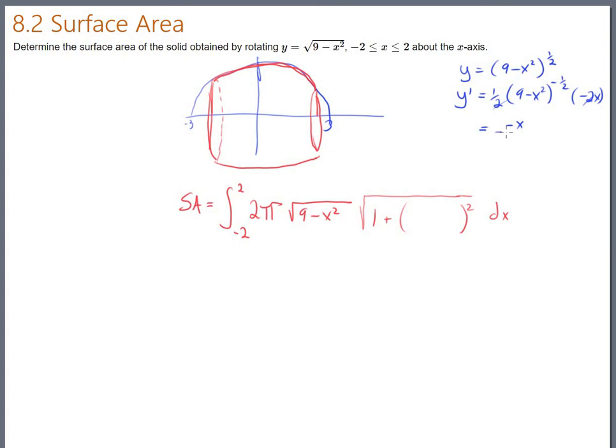So we could say this is negative x over the square root of 9 minus x squared. Okay, so that's what needs to go in here: negative x over the square root of 9 minus x squared. And for once, we're actually grateful for this squared right here, because it's going to knock out this square root. So let's see what we can do about simplifying this integral.